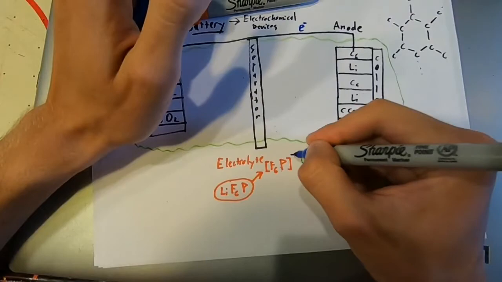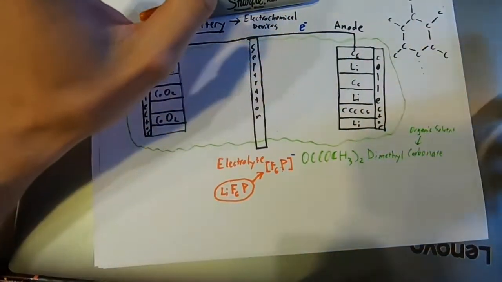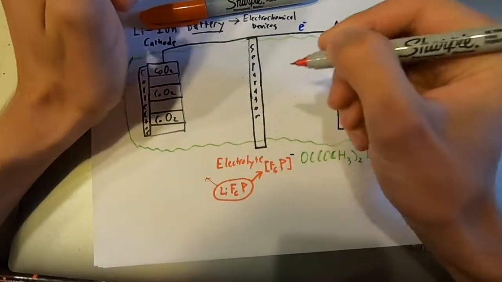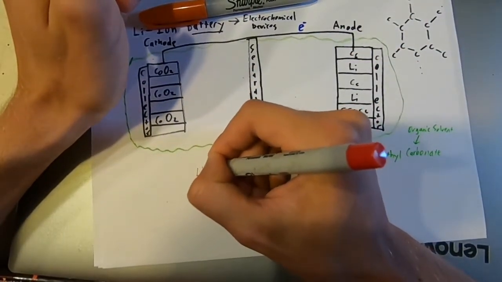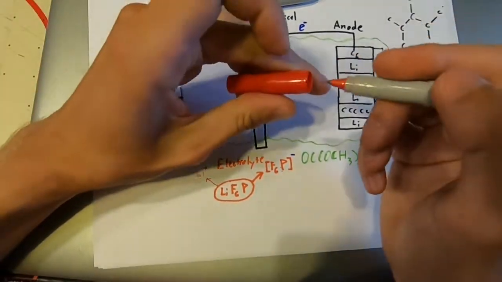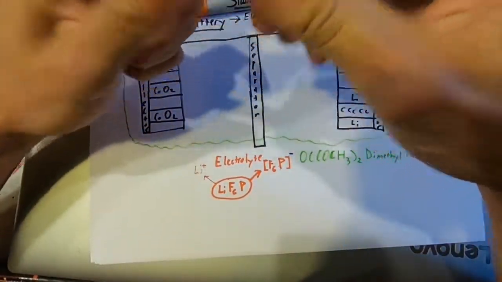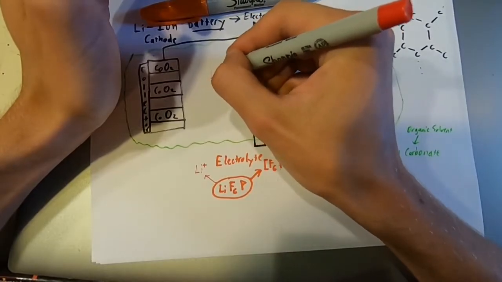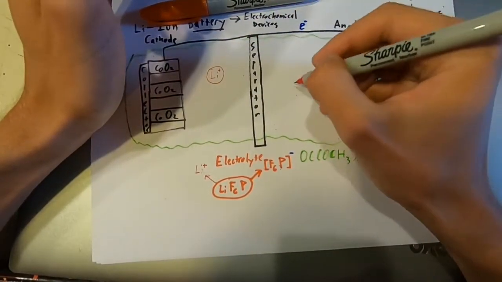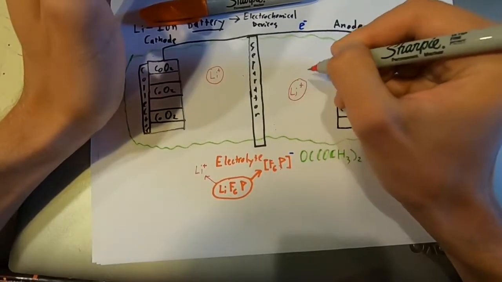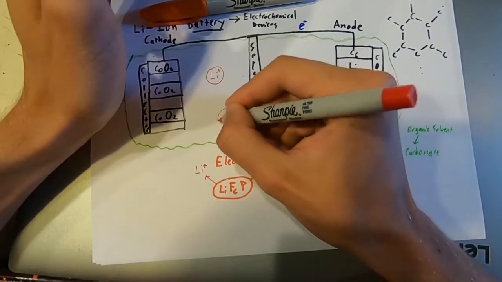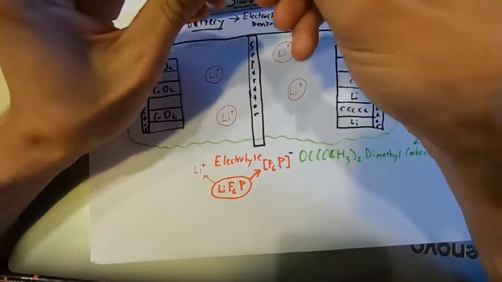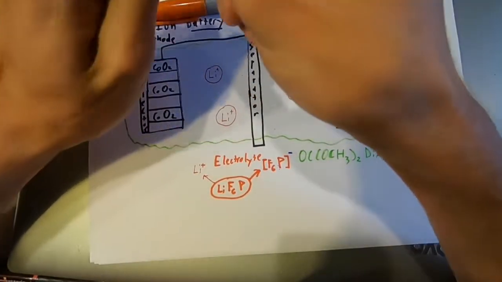It's negative. And then we have our lithium ions, which are positive. So I'll probably draw this guy in blue, but basically throughout this entire solution, at least at the start, we're going to have a whole bunch of lithium ions and a whole bunch of hexafluorophosphate ions.